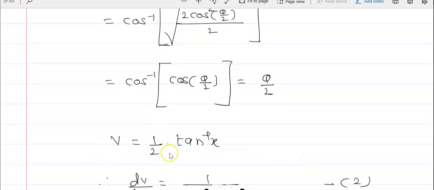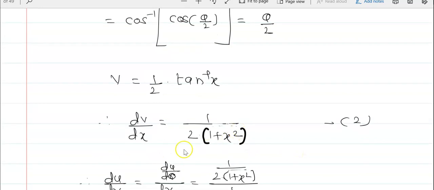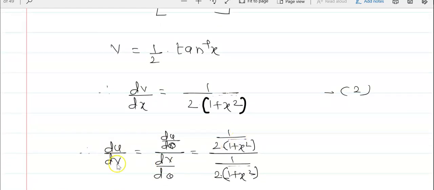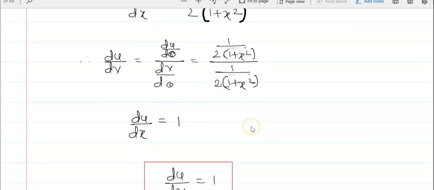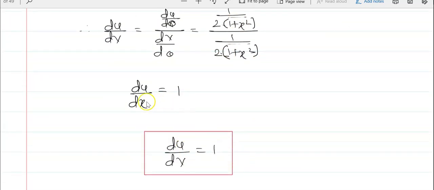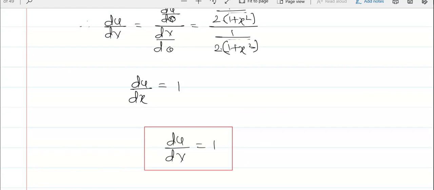Now v is equal to 1 upon 2 tan inverse of x, and its derivative is 1 upon 1 plus x square, and that's why du by dv is equal to du by d theta upon dv by d theta. Therefore, numerator and denominator both are the same. Therefore, du upon dv is equal to 1. There is a mistake by which here is an x, but du upon dv is equal to 1. In this way, we have completed up to question number 6.